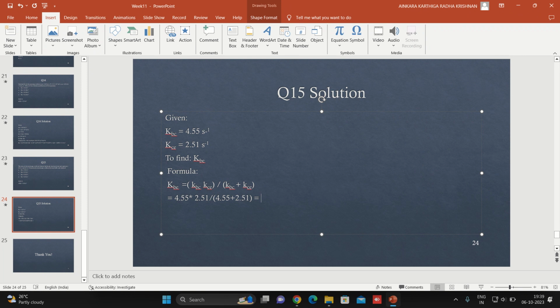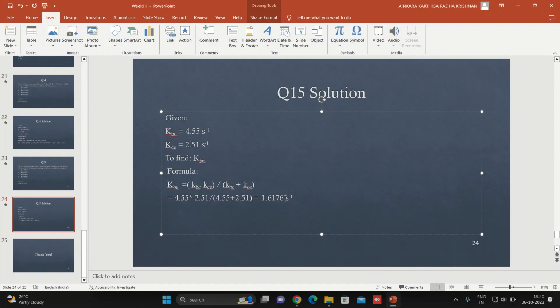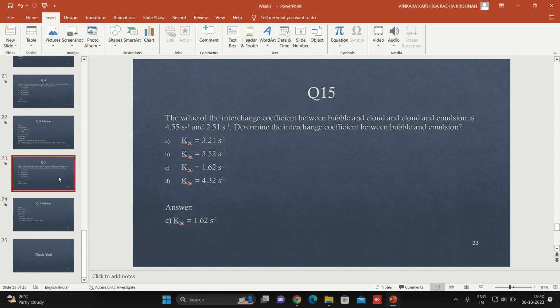7.06. It is 1.6176 per second. So I think it is the right answer. So yeah, 1.6176, or else we can say it is 1.62 as given in the options. So the answer is option C, that is 1.62 per second.